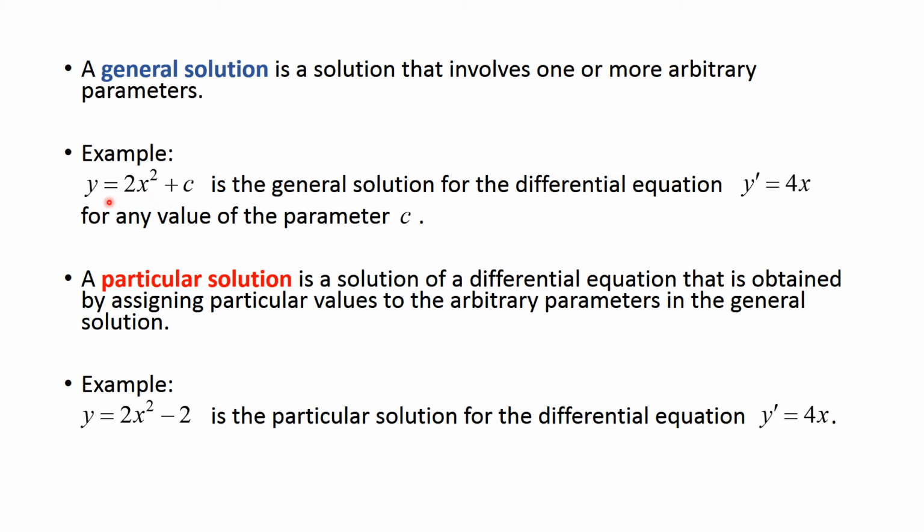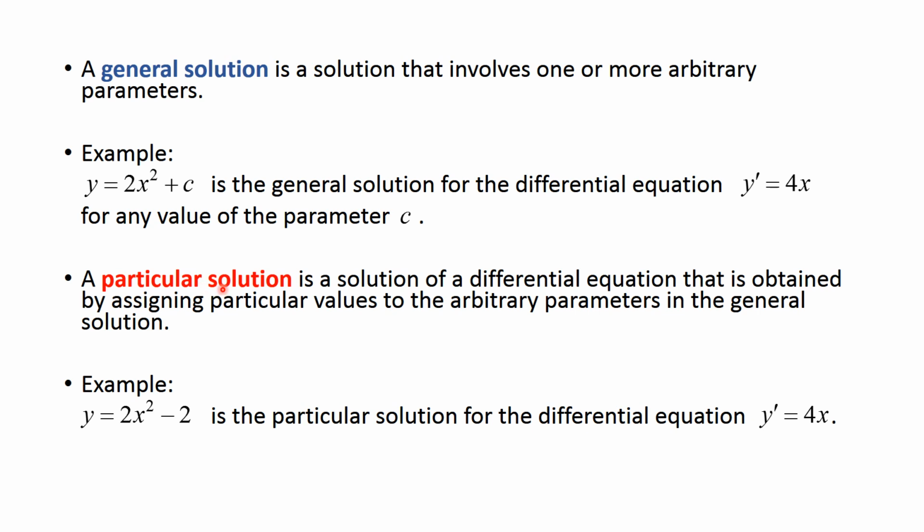Now this solution consists of an arbitrary parameter c. Now c can be of any value. c can be 0, c can be half, c can be negative 10, and so on. So, since c can be any number, we say y equals 2x squared plus c is the general solution for the differential equation y prime equals 4x.